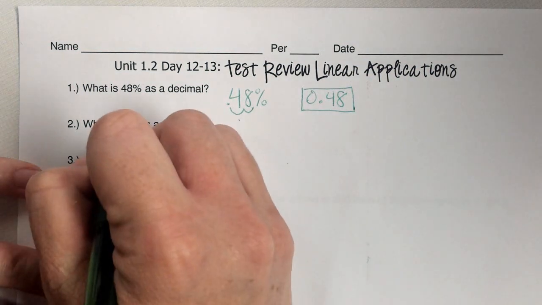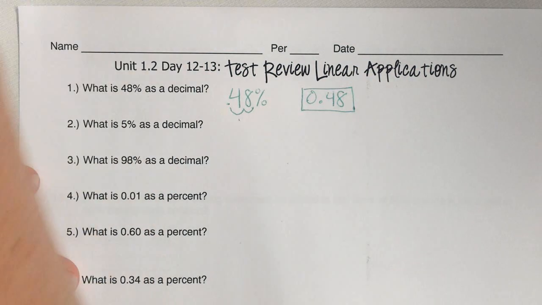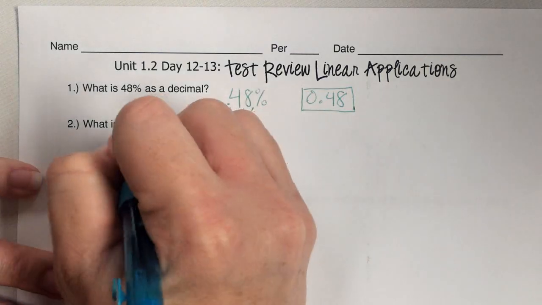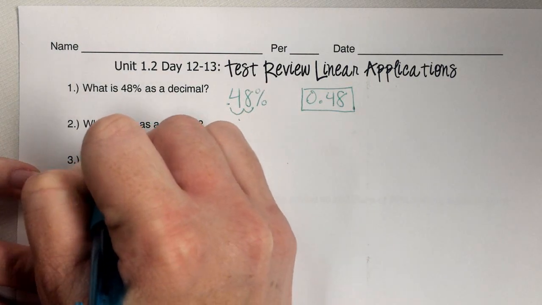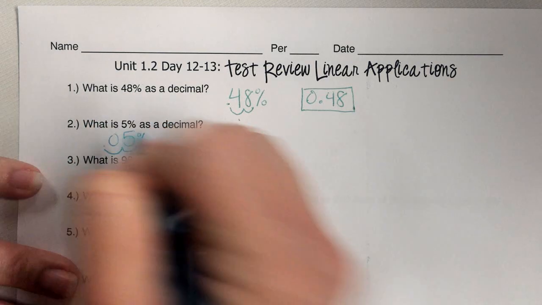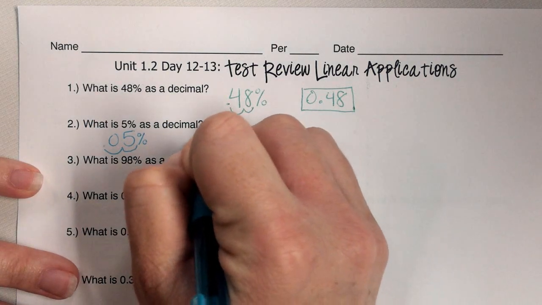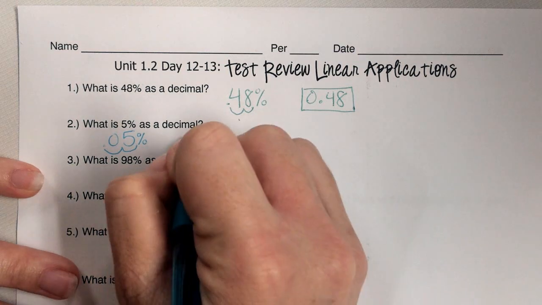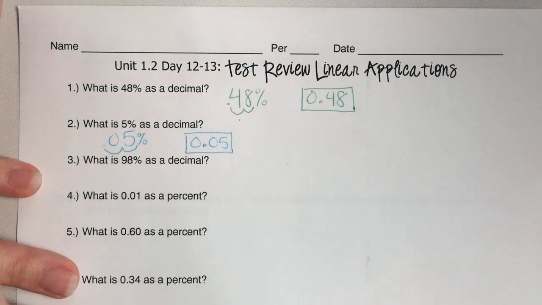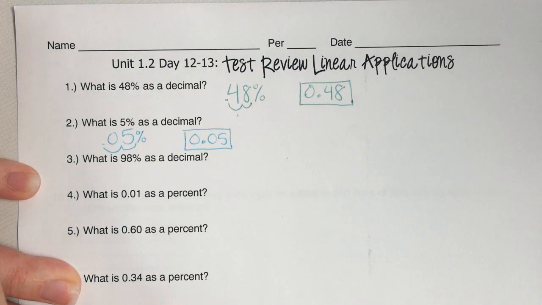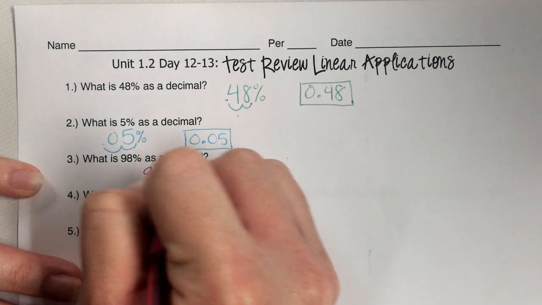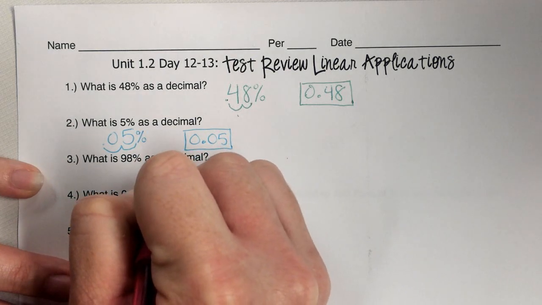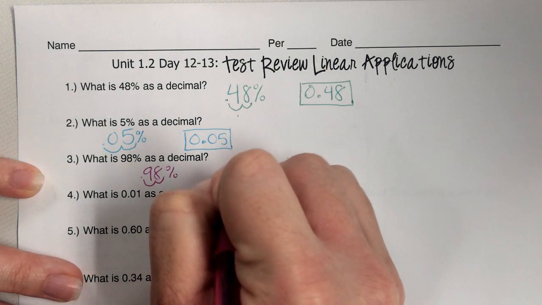So then 5%. The decimal would be here, so move 1, 2. Well, anytime you have an empty spot, you put a 0, so this becomes 0.05. Next, 98%. Decimal here, move 1, 2, 0.98.